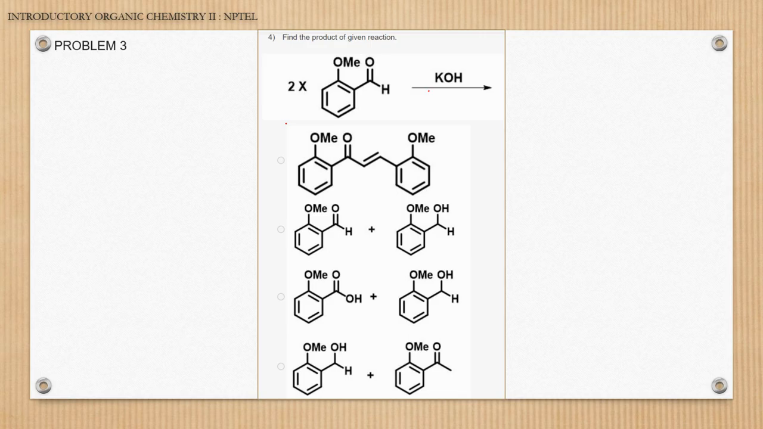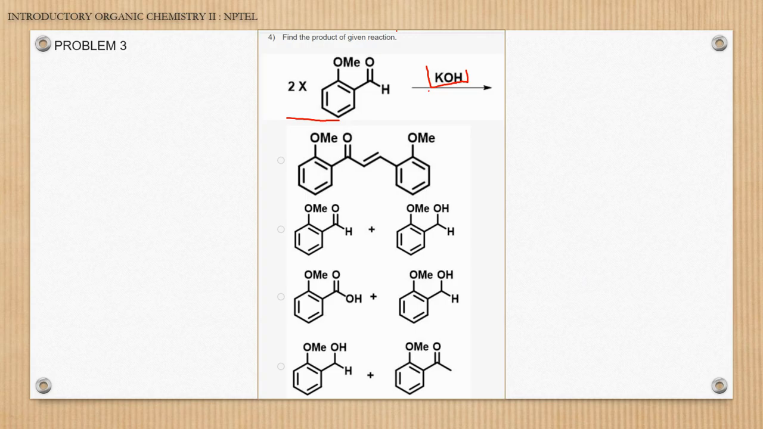So can anyone tell me what will happen in this reaction first? This is a base, KOH is a strong base. What will KOH do now? It may abstract a proton. Okay, so from where do you think the abstraction would take place? Is there any acidic proton present within the substrate?